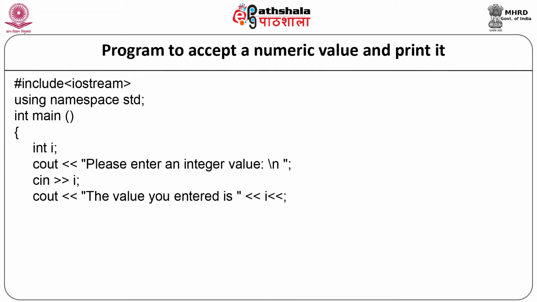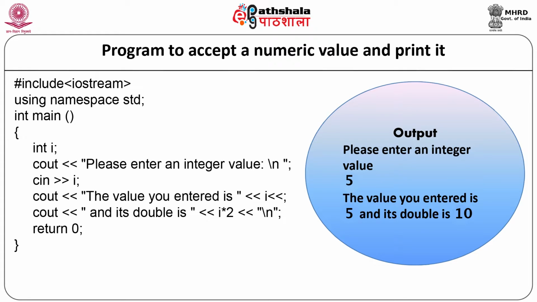Next we are displaying the message as cout << "The value you entered is" << i << "and its double is" << i * 2 << "\n"; return 0. As you can see, in the cout statement we used the expression i * 2, which will double the value of the variable i. When the above code is compiled and executed, it will produce the result: please enter an integer value. Suppose the value is 5, it will display the output as the value you entered is 5 and its double is 10.